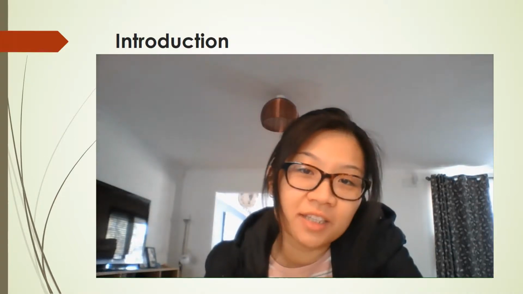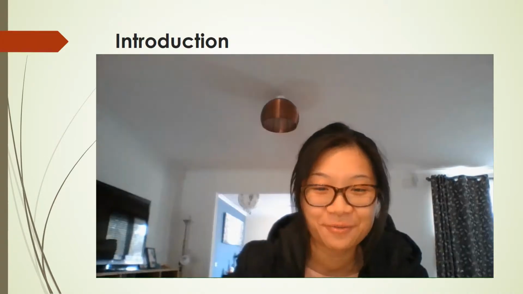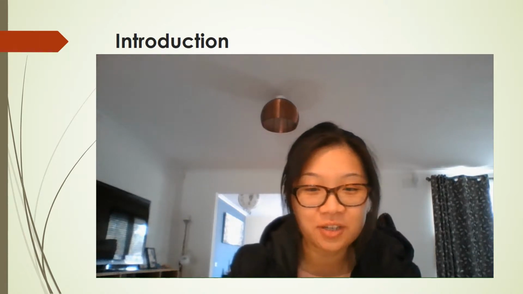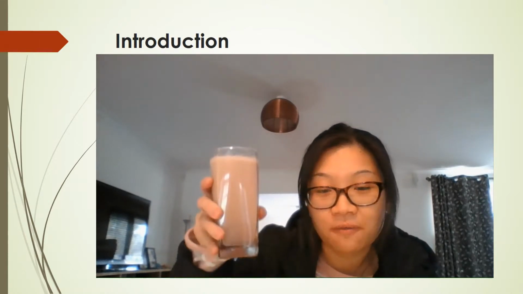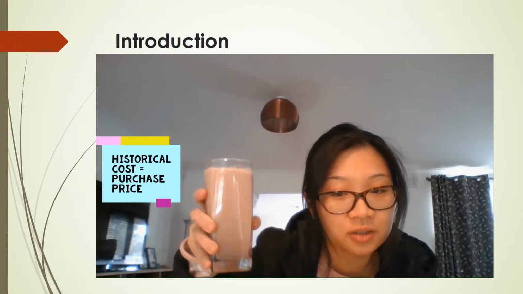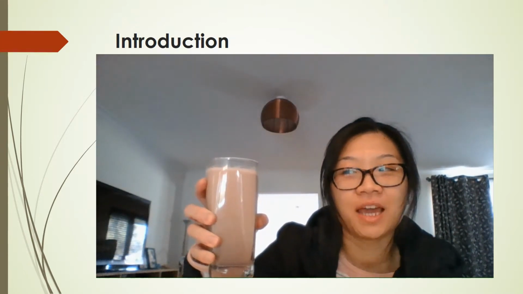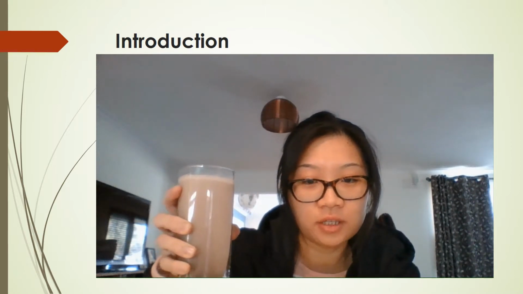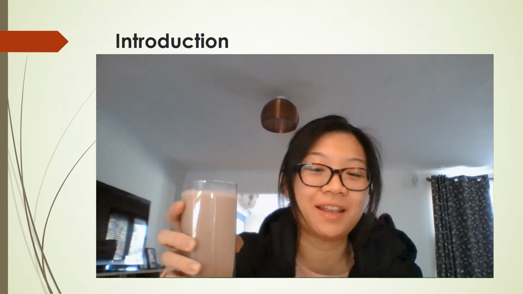A non-current asset is like a glass of Milo. When we first buy a brand new equipment at a certain purchase price, it's like this full glass of Milo. The purchase price is called historical cost. It's a glass at full value waiting to be consumed to provide some sort of benefit.